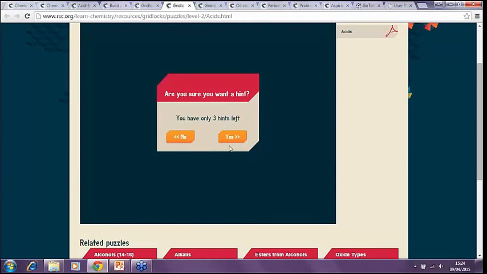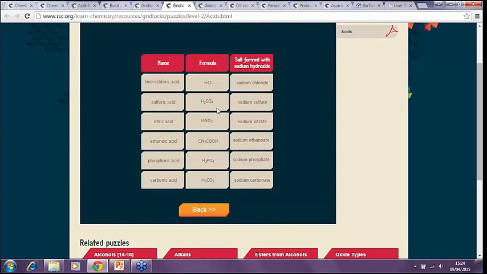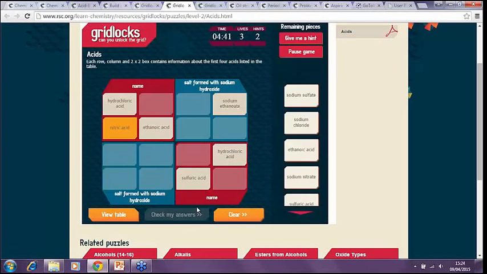If I get stuck, remember, you can get a hint. You only get 3, so you don't want to use them too quickly, but you can see it's filled one in for me there. So if I'm finding it a bit difficult, I can do that. And if I can't remember, I can always go back and refer to my tables. That information is always available to you.